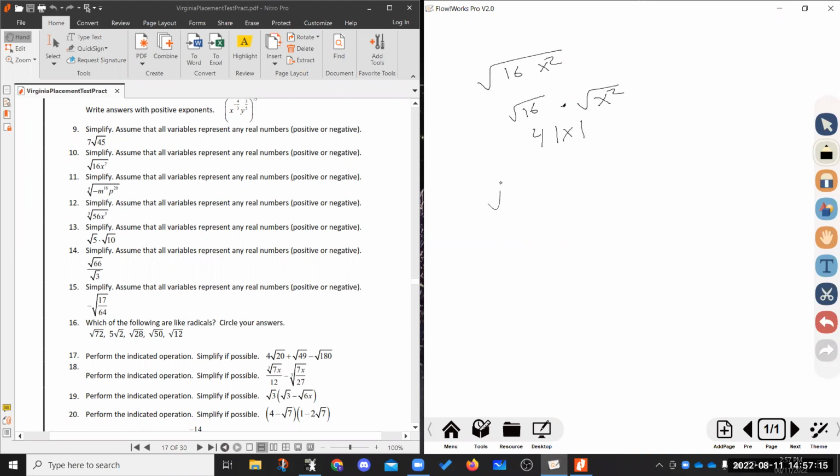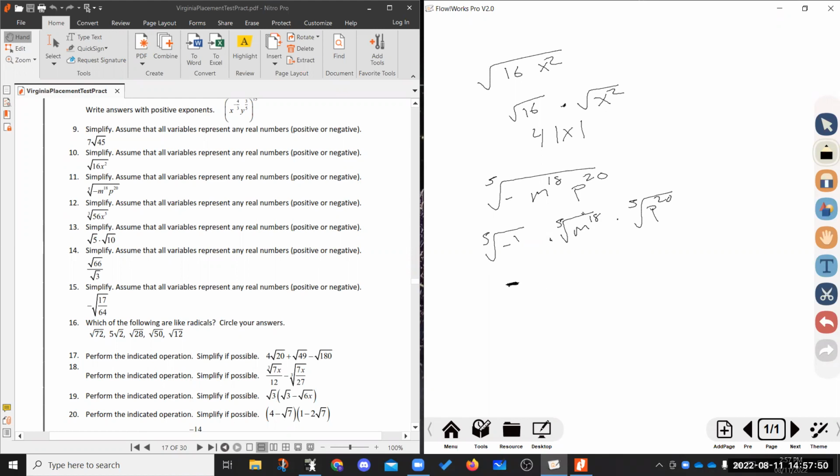Number 11 asked me to find the fifth root of negative m to the 18th, p to the 20th. All right, it's an odd root, so I'm allowed to have the negative sign here, but I'm going to look at the fifth root of the negative 1 that's sitting there, and the fifth root of m to the 18th, and the fifth root of p to the 20th. So what I'm going to do is first, fifth root of negative 1 is negative 1. I'm just going to write down the negative sign.